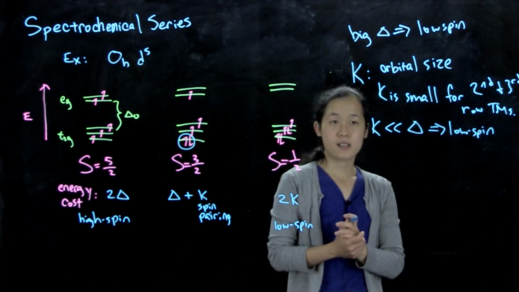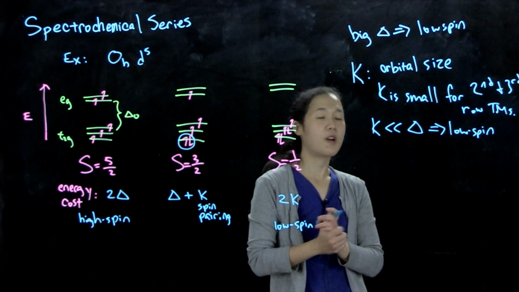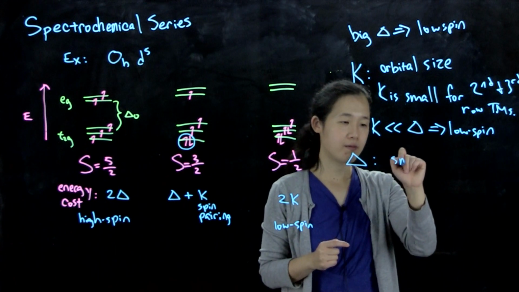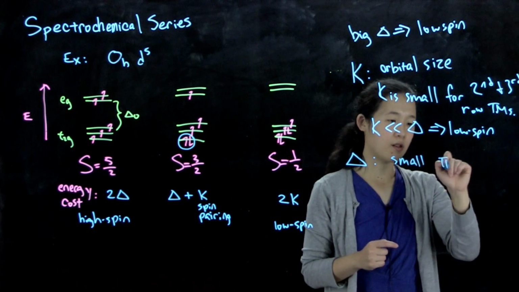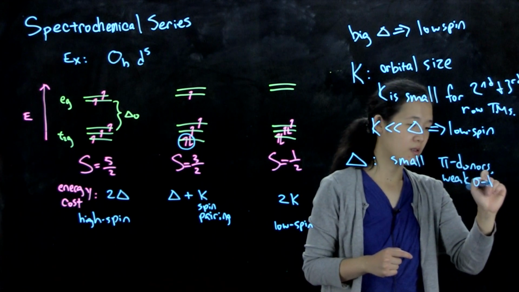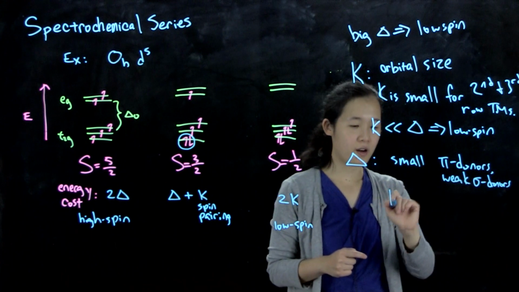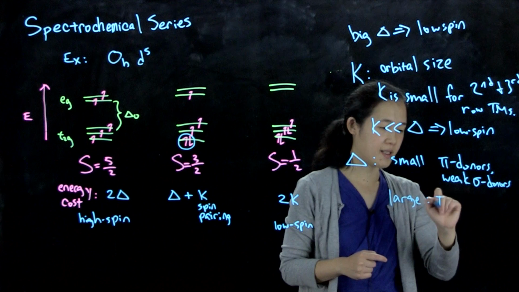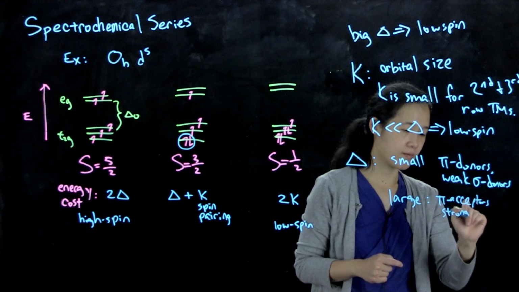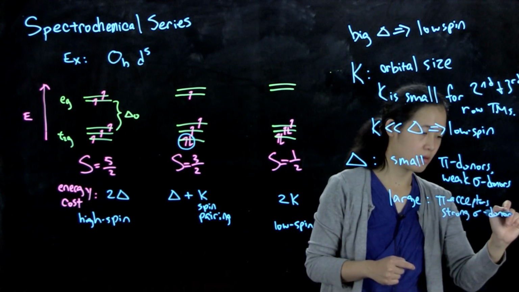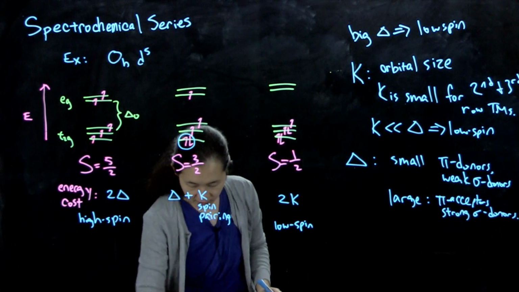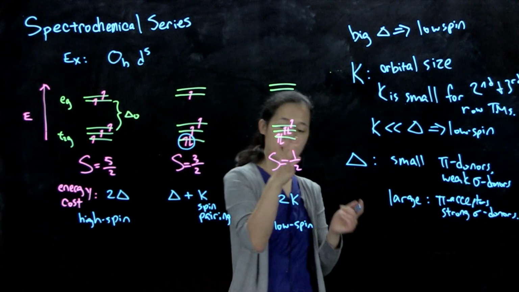So what this means for us is that, one last thing. Remember, keep in mind delta is small for pi donor ligands or weak sigma donors. And then this is large for pi acceptors, strong sigma donors. Okay, so these are kind of a list of random facts for you. Well, kind of a few takeaways.